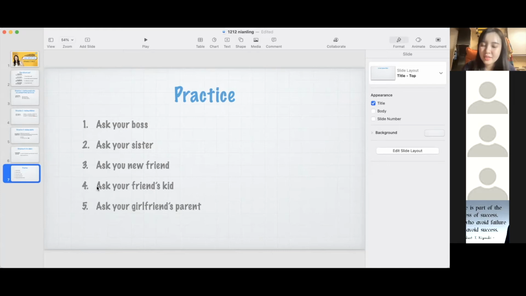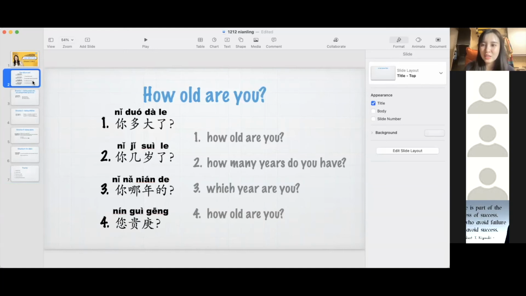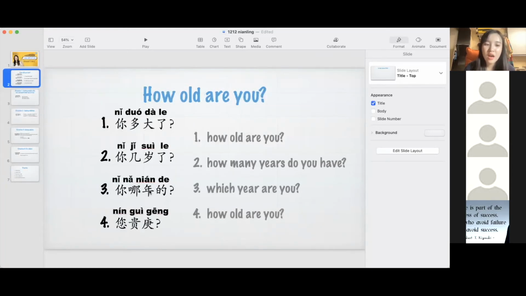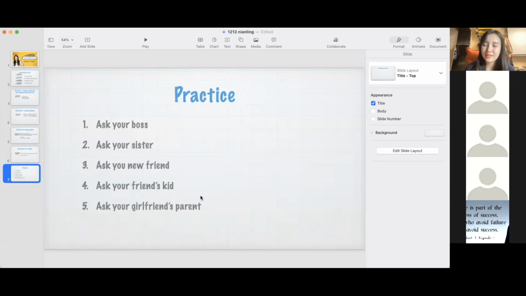And fourth, ask your friend's kid. 你多大? Yes, correct. 你多大了? Correct. Yes, you definitely can. Or second, maybe 你几岁了? 对，你几岁了也对, perfect. 你几岁了 is particularly for asking children. And 你多大了 is also fine because situation 1 is asking people who are younger or the same age as you, and this is asking children. Your friend's kid is younger than you, and it's a child, so 你几岁了 is correct.